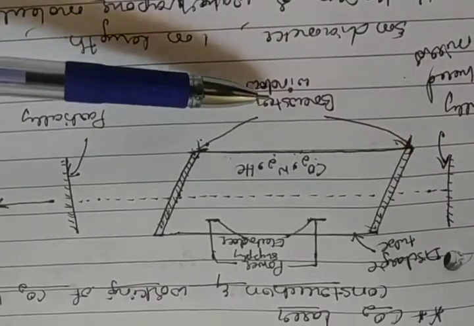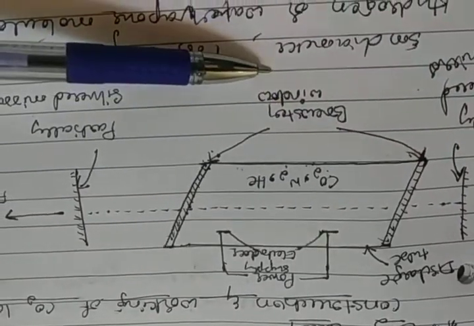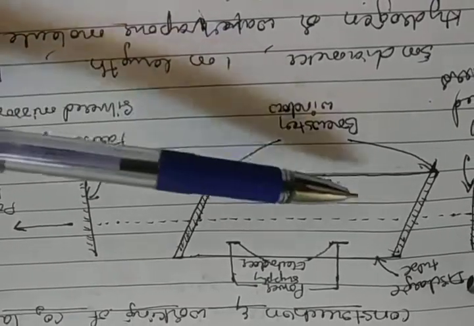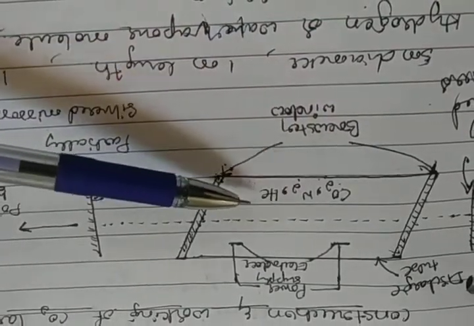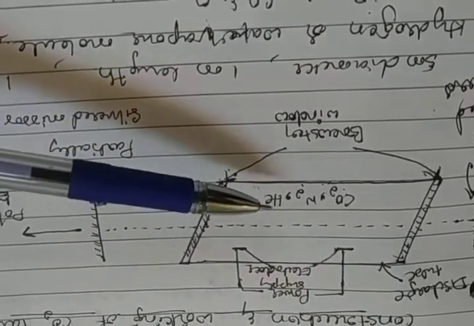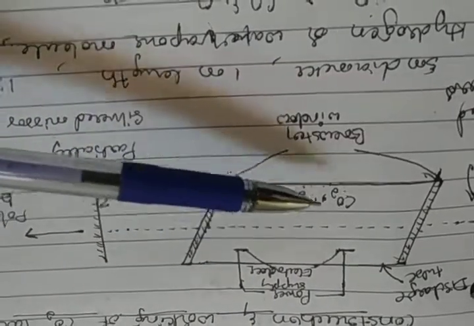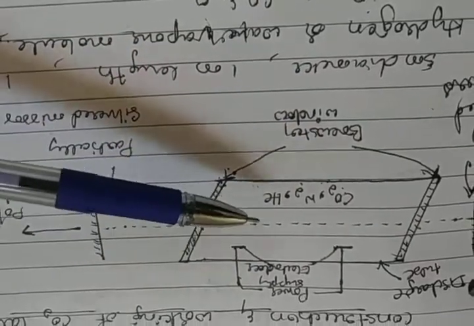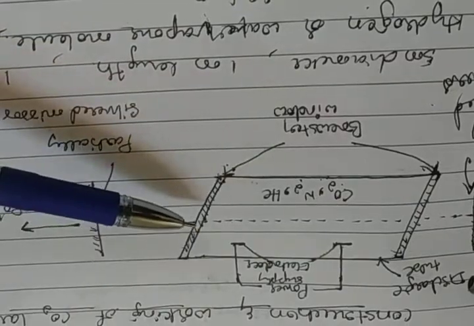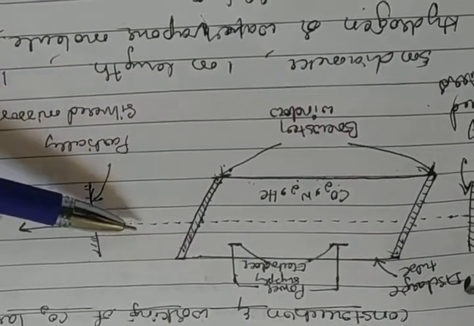What is the use of the Brewster window? The Brewster window converts light into plane polarized light. When light is transmitted inside the discharging tube, that light is converted into plane polarized light.